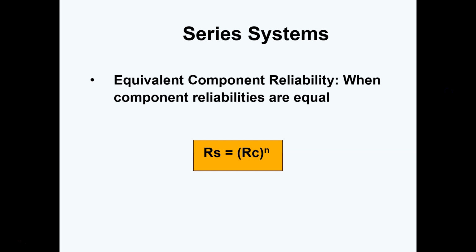If reliabilities of system components are equal, then system reliability will equal the reliability of one component to the power of the number of components in the system. It's the same value, so we don't have to keep multiplying 10 times, 20 times, 100 times. We can just say that the reliability of the system will equal R1, the reliability of one component, to the power of the number of components. If it's 20, it will be to the power of 20. If it's 100 components, then it will be to the power of 100.